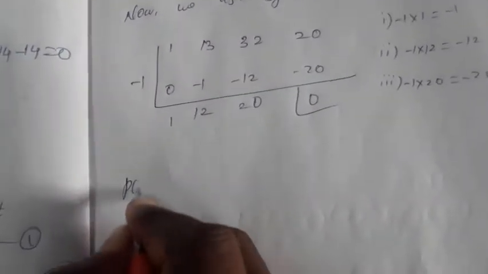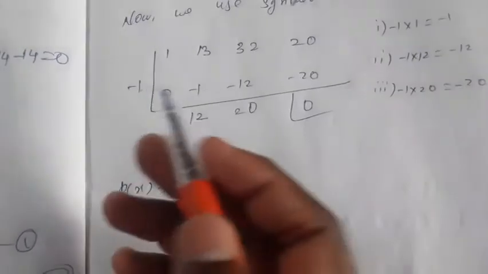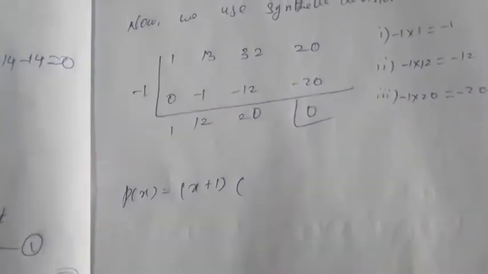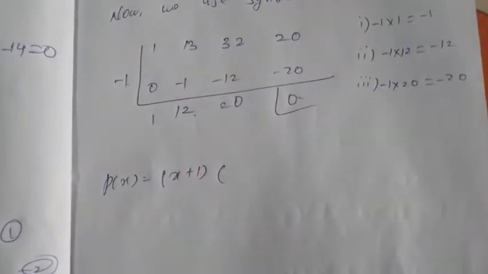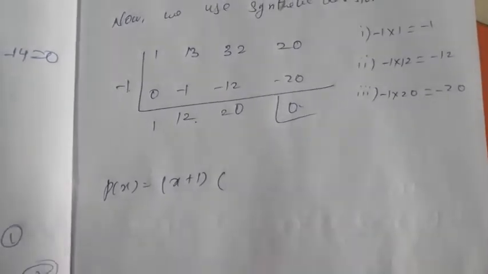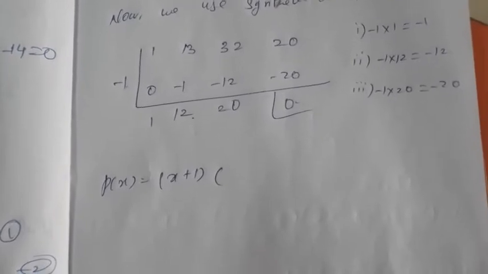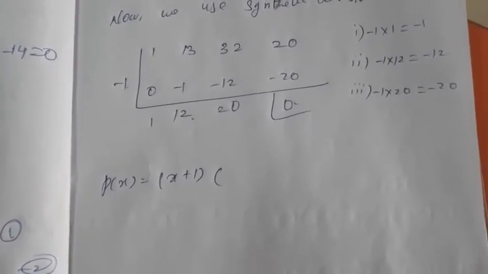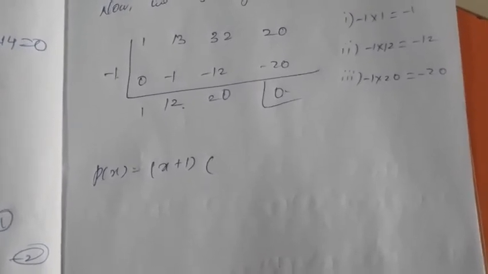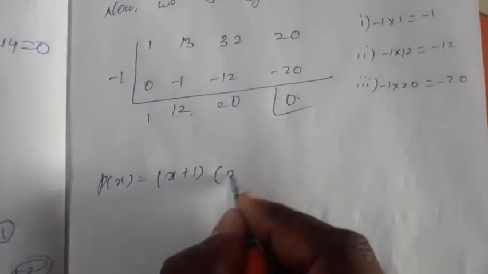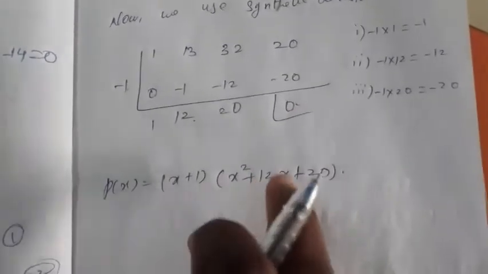Now p of x equals x plus 1 into the quotient. This is the quotient and this is the remainder. How to write the quotient? The quotient is always 1 degree less than p of x. The degree of p of x is 3, so the quotient is of degree 2: x square plus 12x plus 20. Now we factorize this.